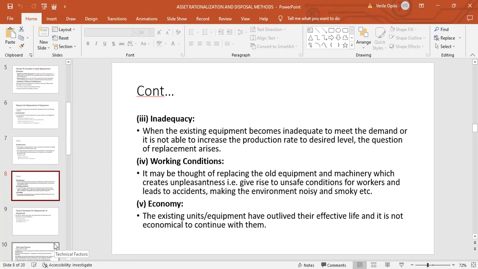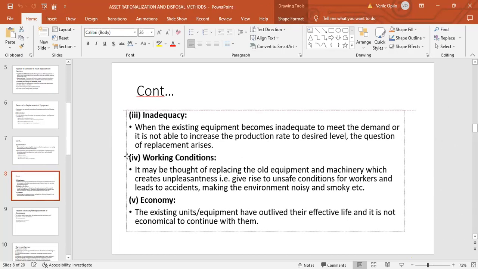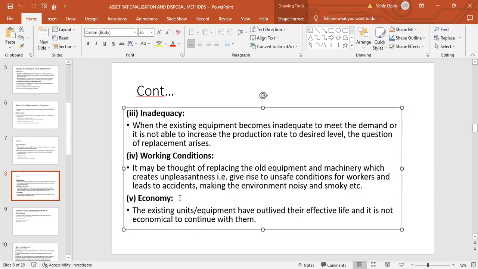So if you find that the machine has become just unpleasant to work with, it's very noisy, it produces a lot of smoke, it produces a lot of pollution to the air, it has become unsafe, and therefore it's a safety hazard to the employees and the workers in the organization, then in such a case, you can consider again replacing this asset.